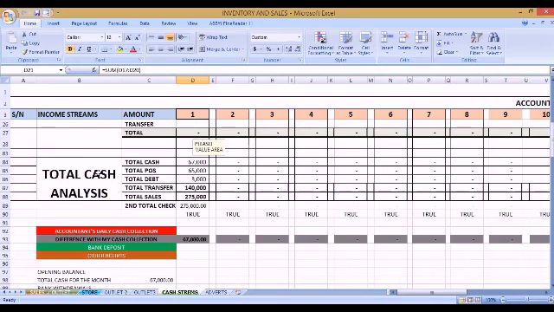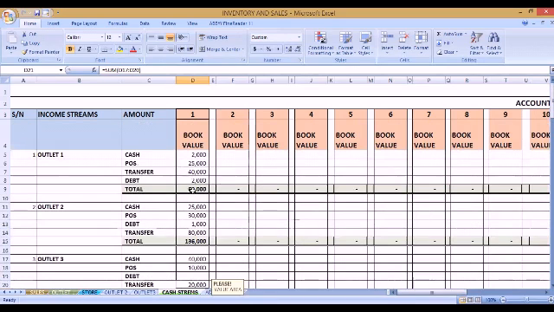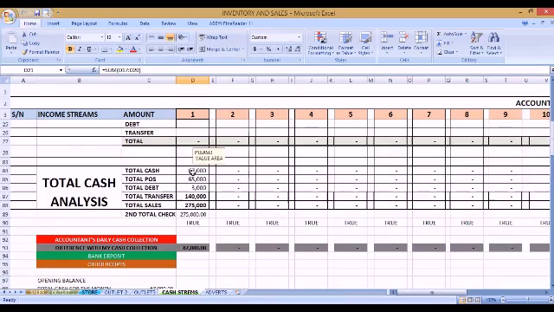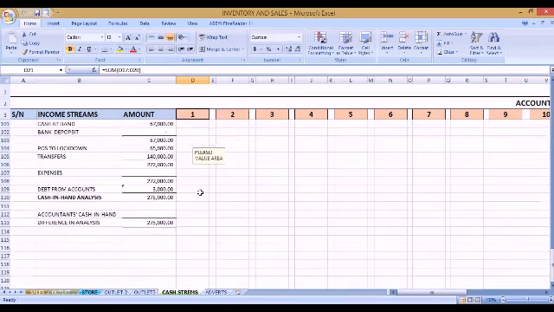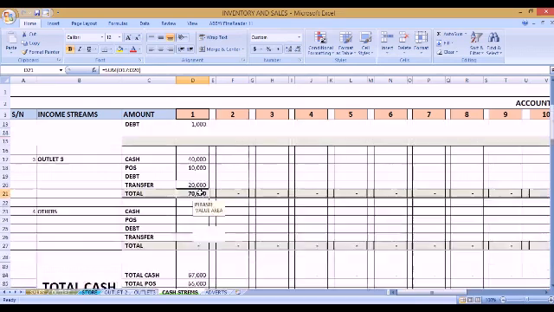And then at the end of this movement, we have the total cash analysis that displays the total cash for all the outlets, the total POS for all the outlets, and the total debt for all the outlets, including transfer, and then gives us a comprehensive total. So if you do the cash, this plus this plus this will give us this amount. That is what this template is helping us to do. So it gives us a quick track of all our inflows.